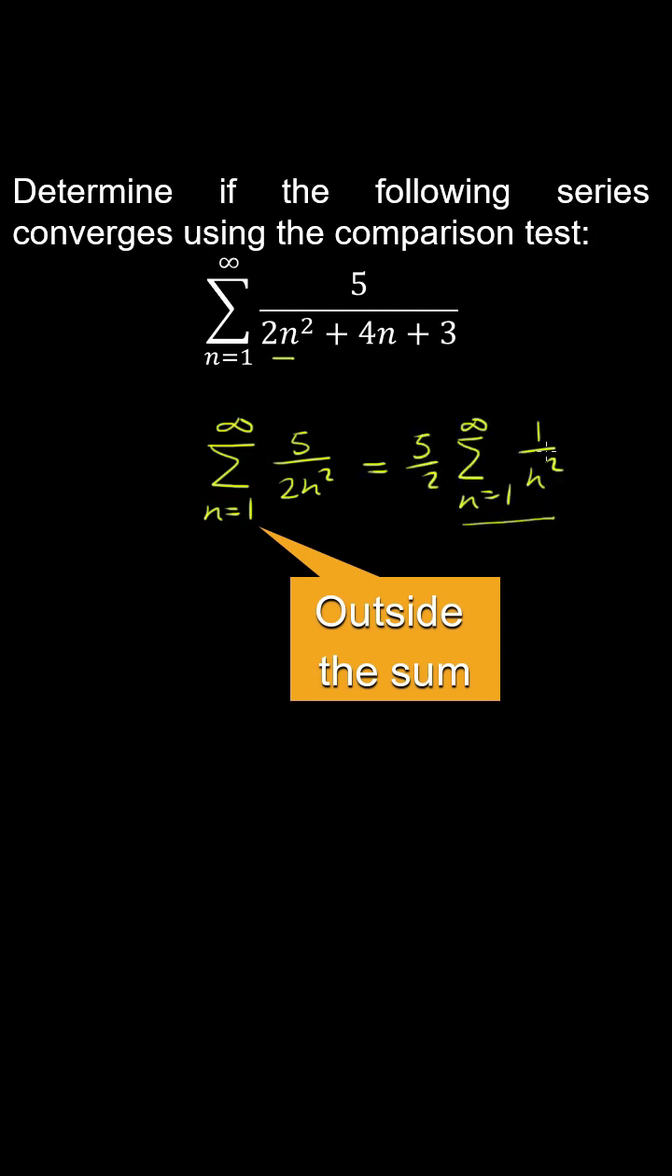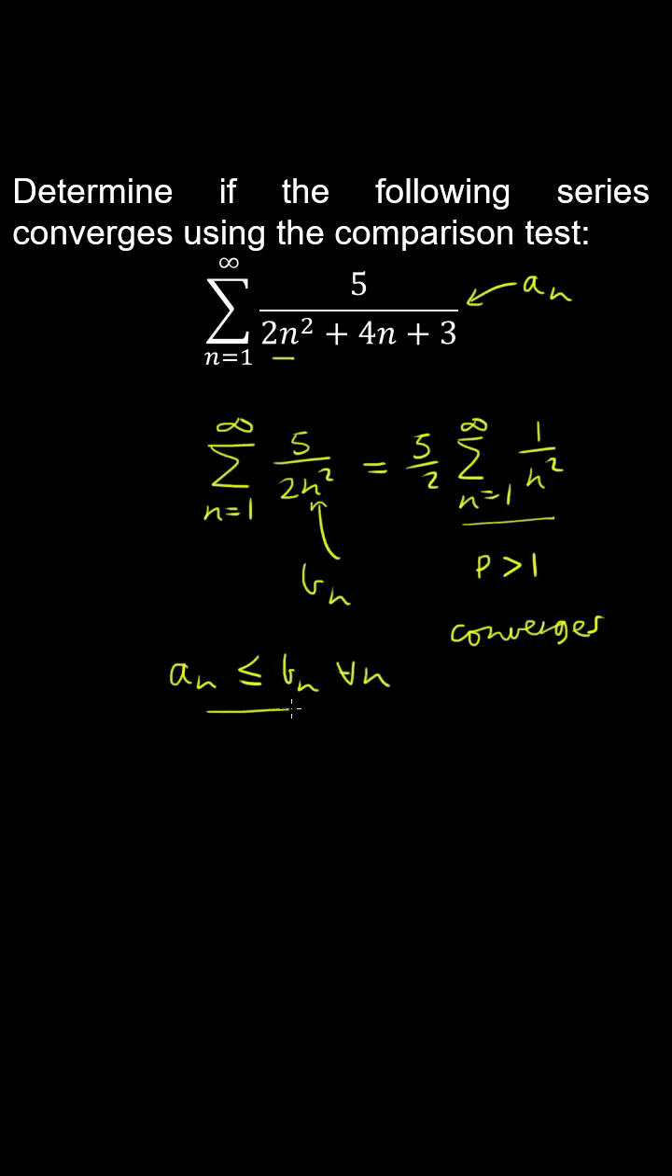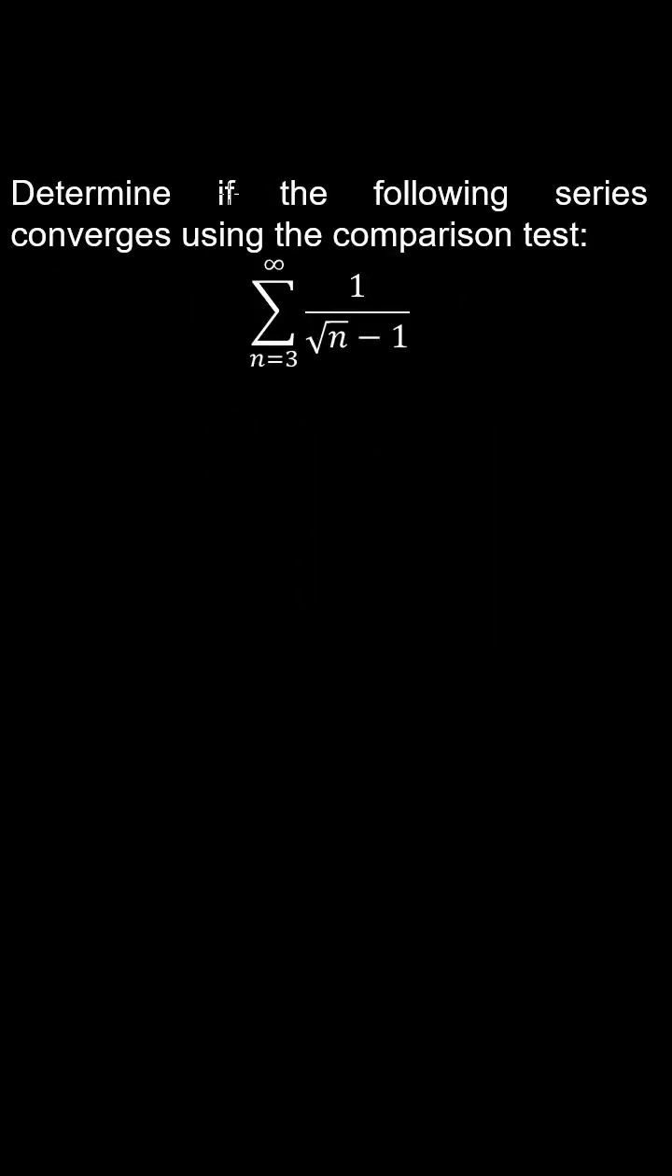And this here is a harmonic p series with the exponent p greater than 1. So we know that this series converges. And if we designate these terms in the series as an, and these terms in the series as bn, then we can see that these terms here are always going to be smaller than bn for all n. So therefore, due to this condition, and because our series here converges, then this series also converges by the comparison test.